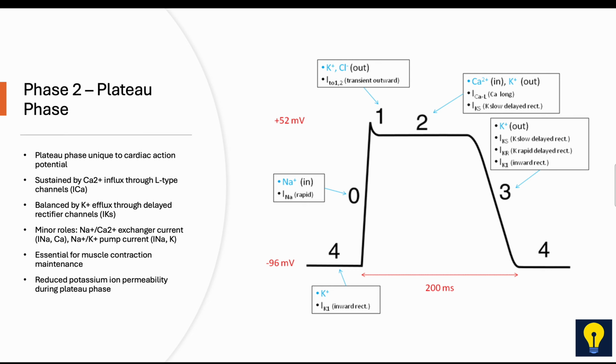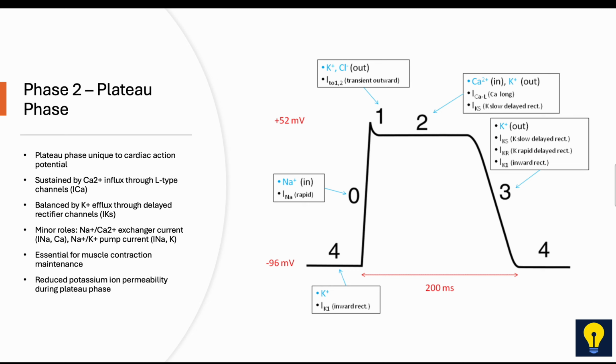In phase 2, the plateau phase, this is sustained. As you can see, there's a straight horizontal line in phase 2. Here it's sustained by a delicate balance between the inward movement of calcium ions through the calcium channels and an outward movement of potassium ions.